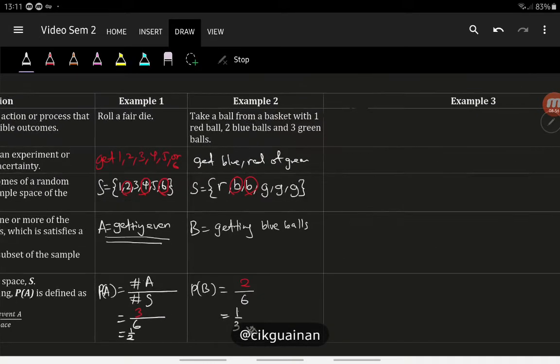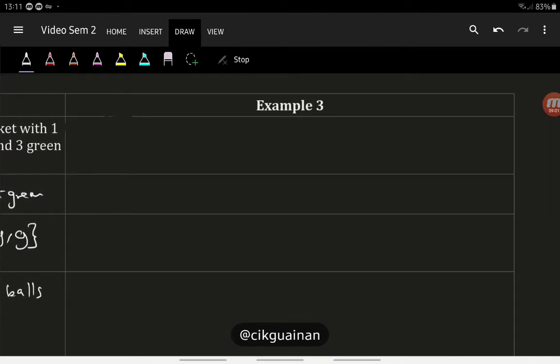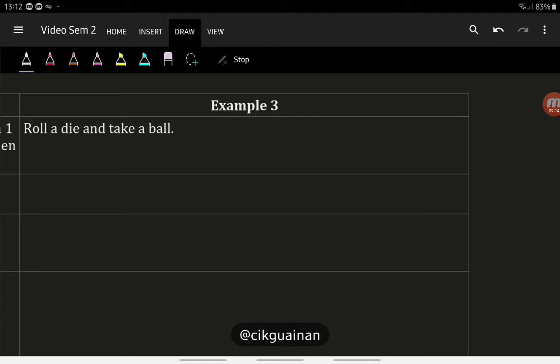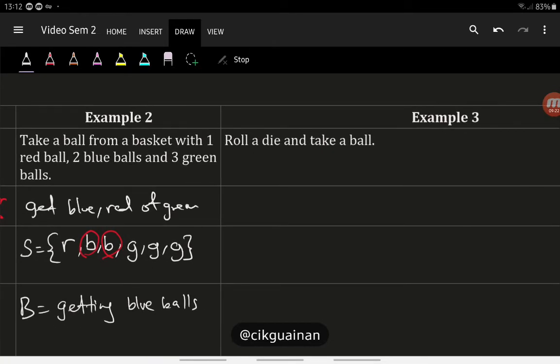Now, let's upgrade by considering example 3. What is example 3? What is the experiment? We roll a die and take a ball. We use the first example and the second example together. Now, what is the outcome?